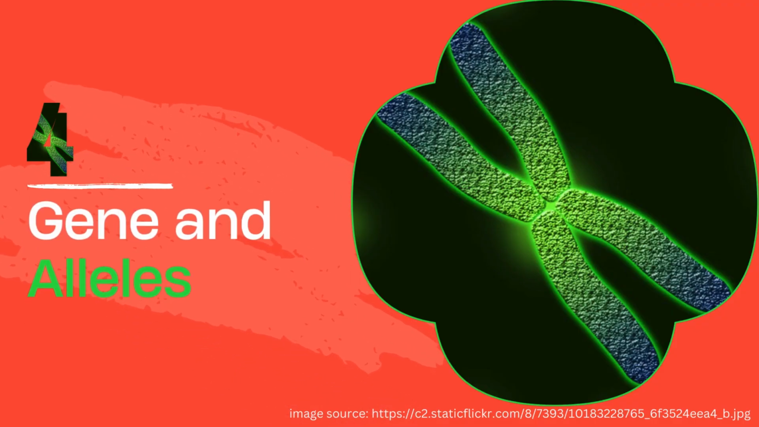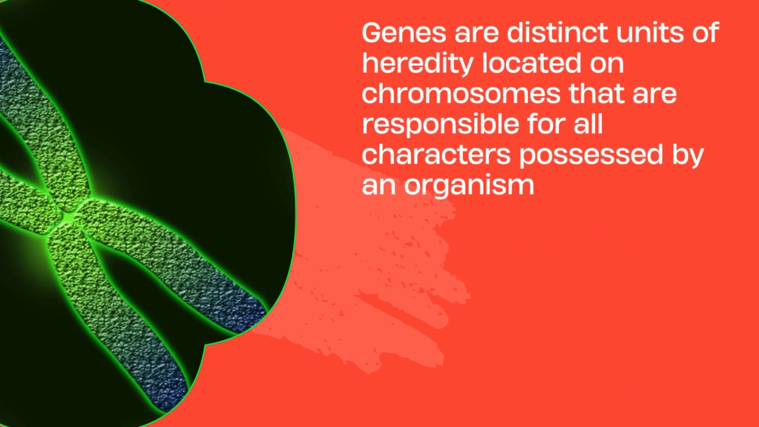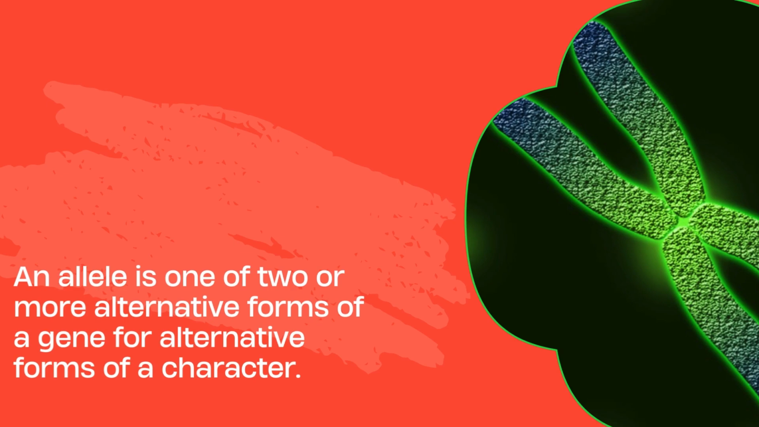4. Gene and alleles. Genes are distinct units of heredity located on a chromosome that are responsible for all characters possessed by an organism, while an allele is one of 2 or more alternative forms of a gene for alternative forms of a character.